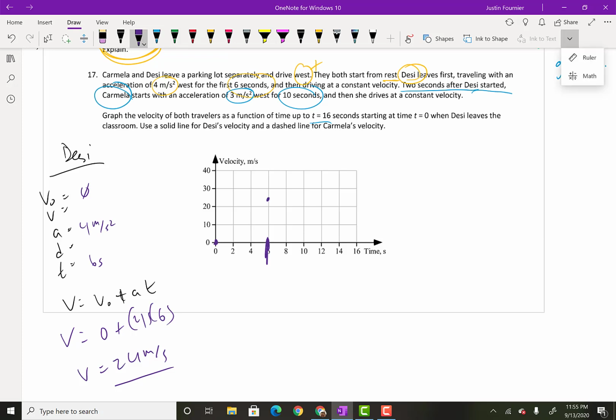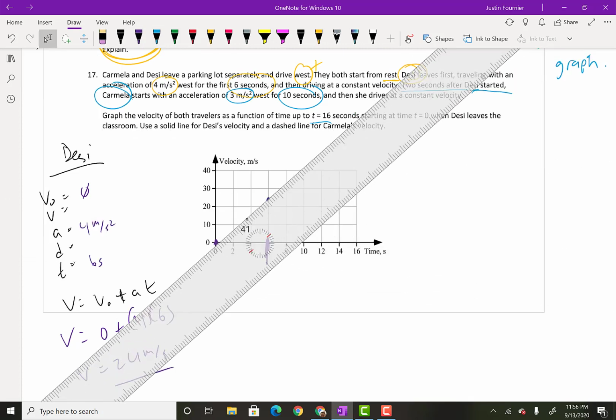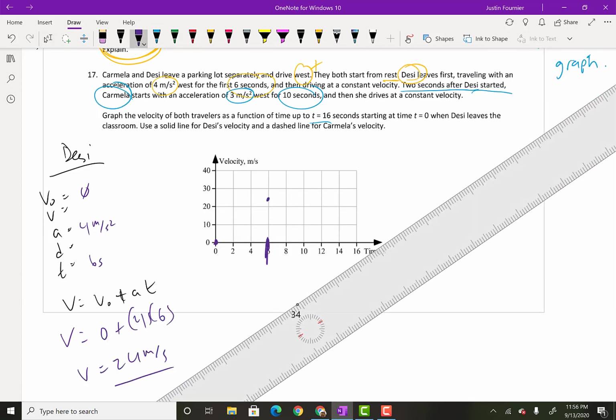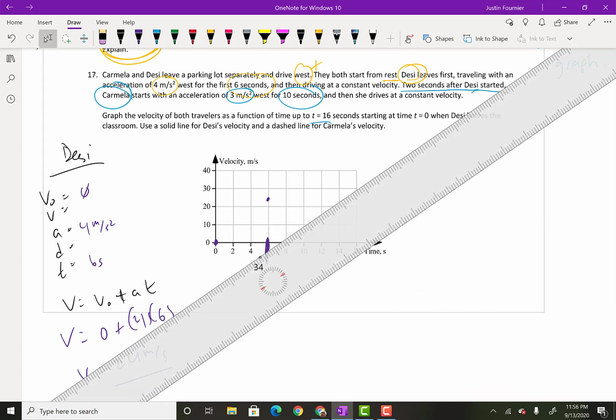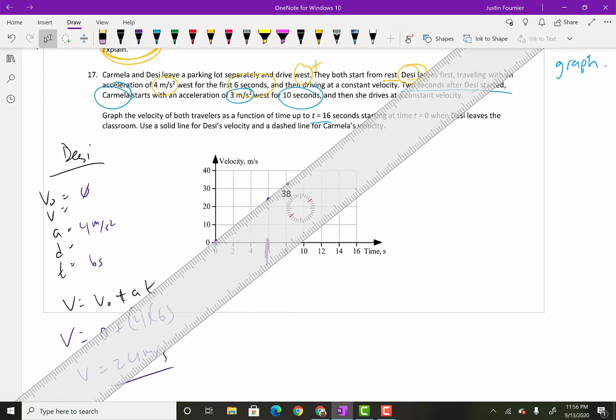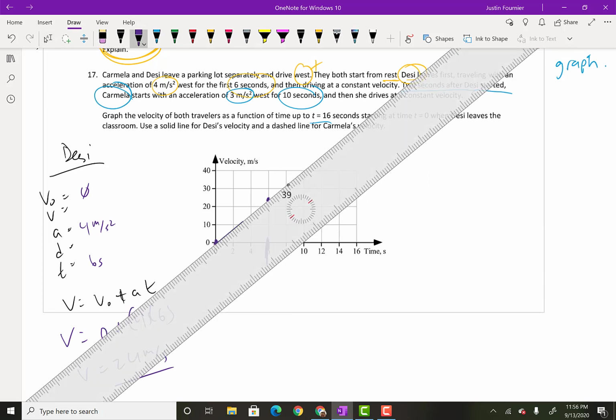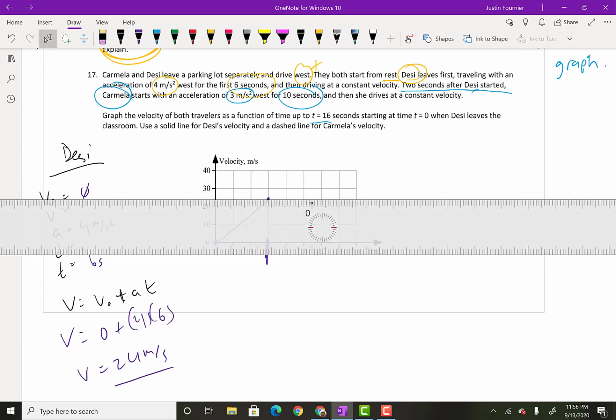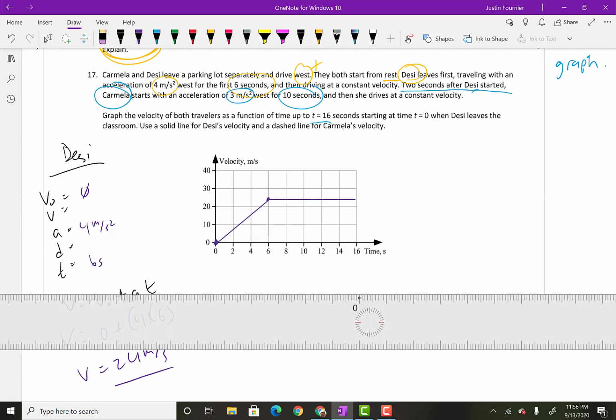I'll throw out the ruler, let's get all fancy here. Desi's going to be purple, and Carmela another color. So Desi's going to be purple, like that. And now she's going to move at a constant velocity the rest of the time, all the way up to those 16 seconds, just like that. Remember, west is positive. So Desi goes from 0 to 6 seconds accelerating. And then Carmela, I'm going to use yellow.